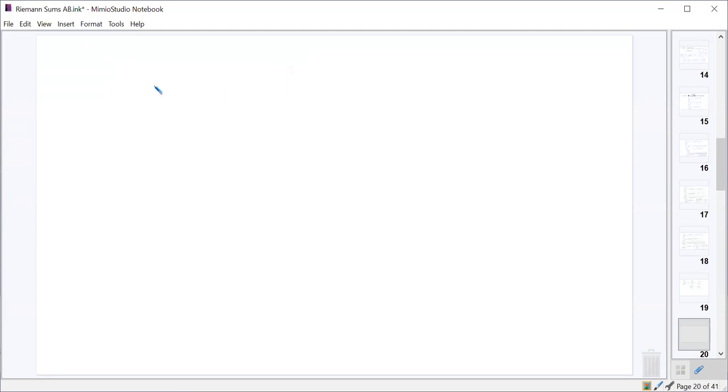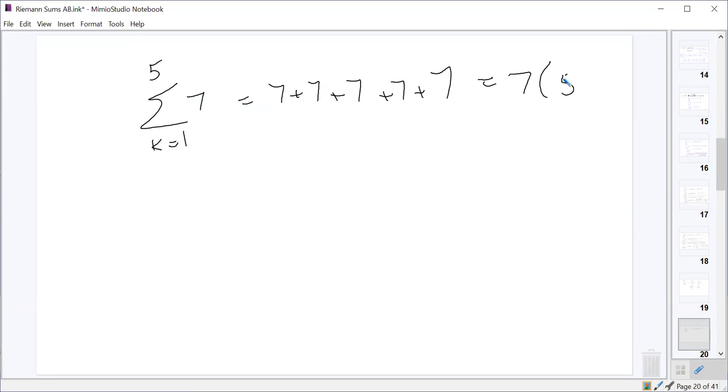Next thing I want to real quickly talk about is something we did a little bit ago. We said let's sum together from k equals 1 to 5 the 7s. This is just 7 plus 7 plus 7 plus 7 plus 7. If I just have a number here, the first 7 is 7, the second 7 is 7, the third 7 is 7, the fourth 7 is 7, and the last 7 is 7. So anytime we have a summation of just a constant, it's just that constant times however many of them we're summing together.